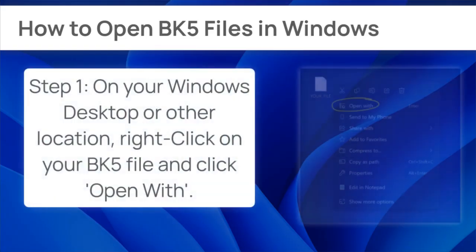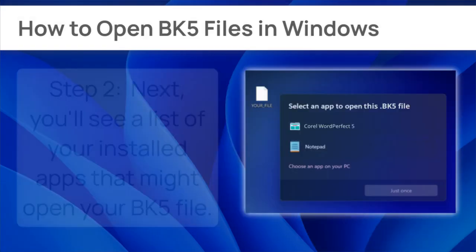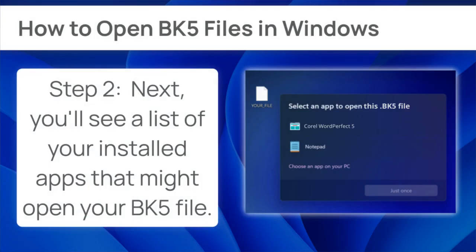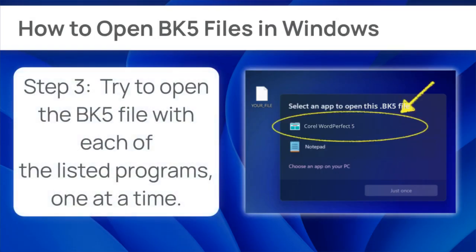Open the menu by right-clicking your BK5 file and choosing Open With. Test Corel WordPerfect 5 if it's there. If it's absent, select another application. Different apps handle the BK5 file differently.